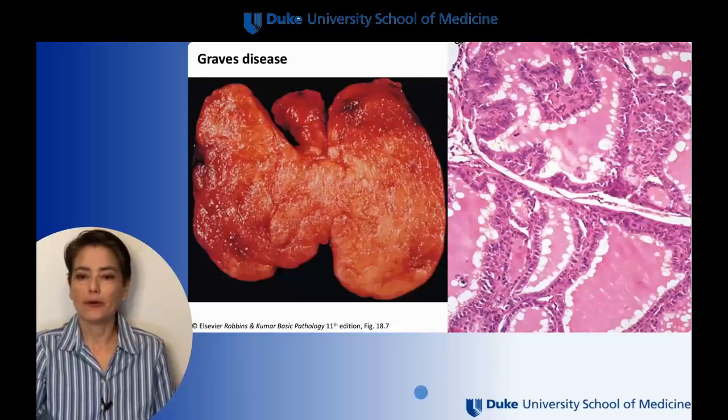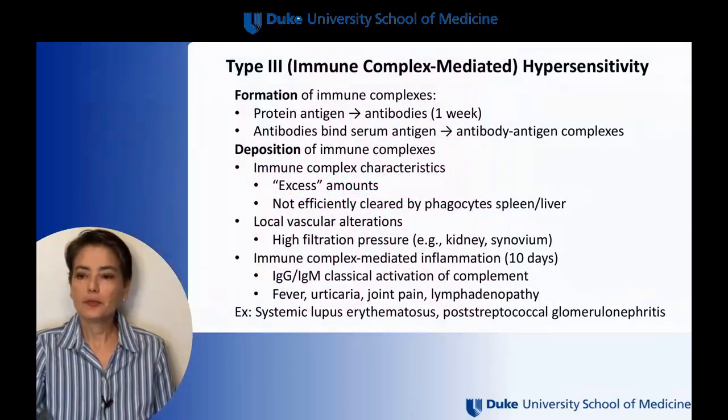This brings us now to type 3 immune complex mediated hypersensitivity, and it begins with the formation of immune complexes. So we have some sort of protein antigen, and we develop antibodies over the period of about a week. These antibodies will then bind to serum antigen, resulting in antibody-antigen complexes. So these are floating around in the blood.